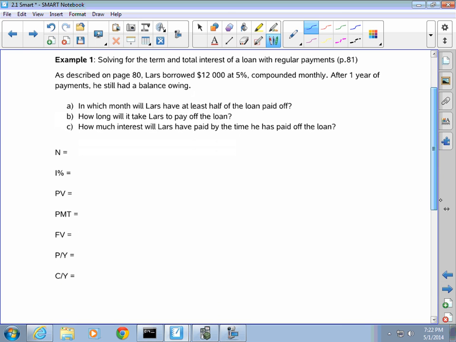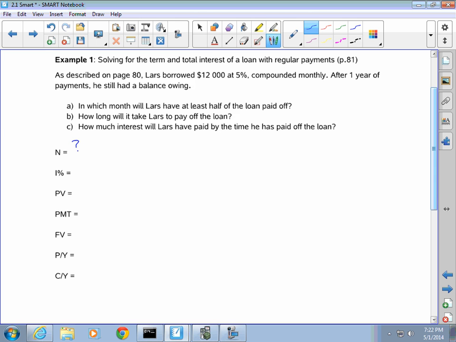Example 1, solve for the term and total interest of a loan with regular payments. As described on page 80, Lars borrowed $12,000 at 5% compounded monthly. After 1 year of payments, he still has a balance owing. So in which month will Lars have at least half of the loan paid off? We're trying to find N, the number of payments he is going to have to make to get half of the loan paid off.